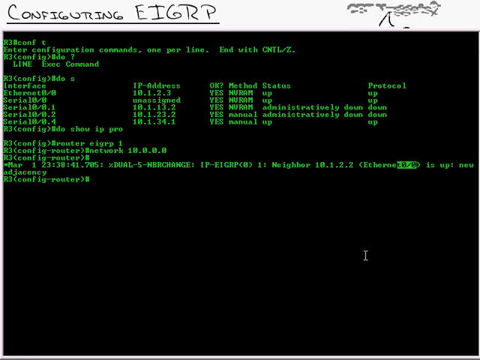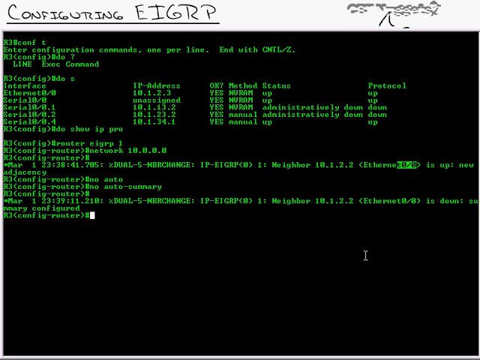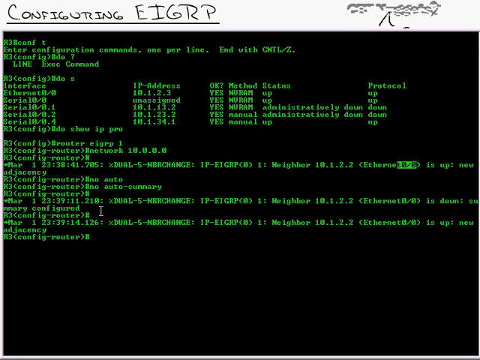That's fantastic. But if we didn't type in no auto-summary, no auto is the good shortcut, no auto-summary first, watch what happens. I type that in, and wham, the neighbor relationship dies and then reforms because it says, hey, your way of doing summarization, that auto-summary, has been reconfigured, so I need to kill the neighbors and bring them back up.